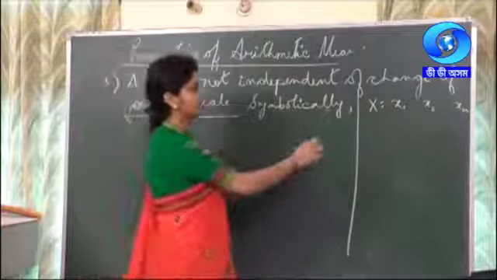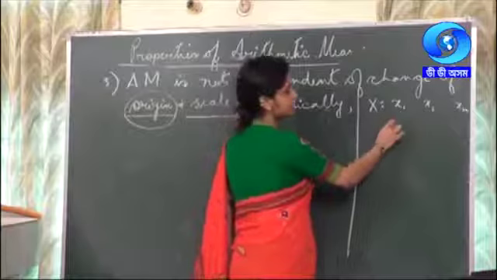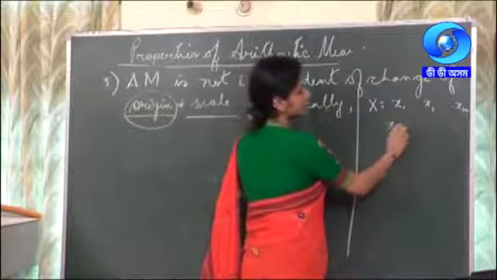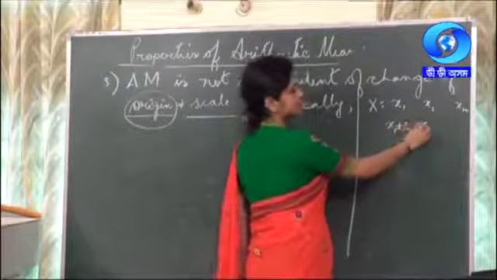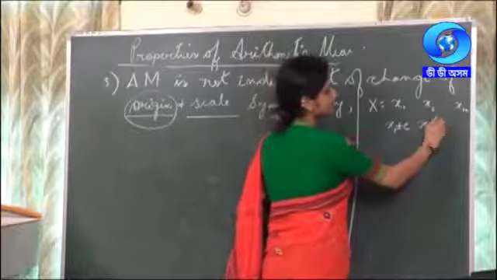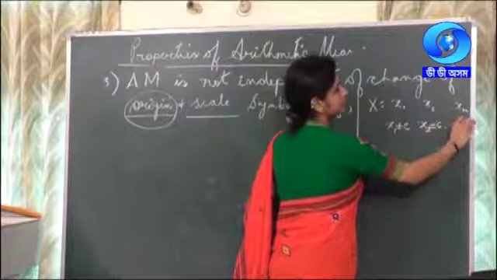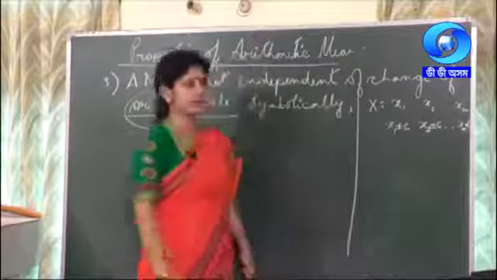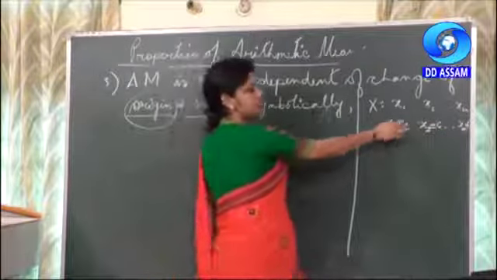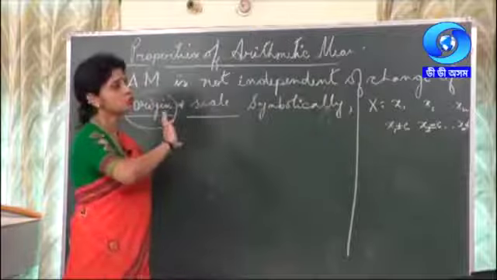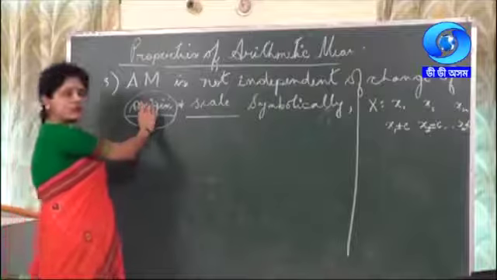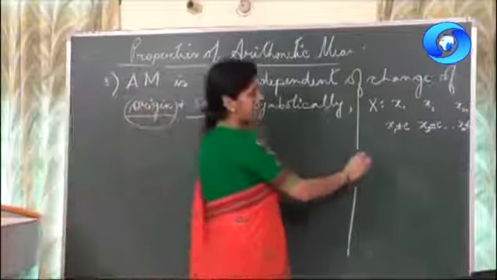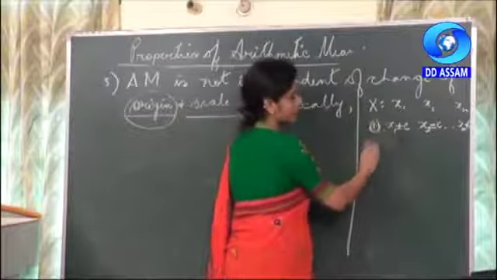Change in origin implies you are either adding something to all the values, say a constant c, or you are subtracting a constant c from all the items. When you add or subtract a constant value to all the items under x, we call it change of origin. And this is case 1.